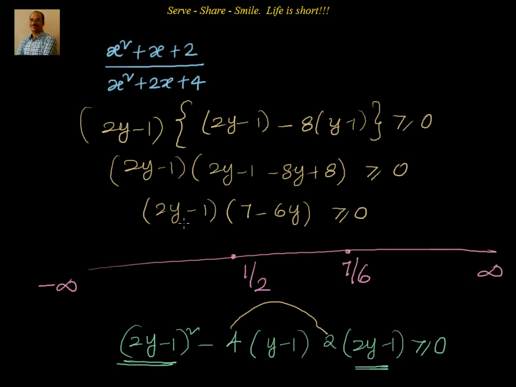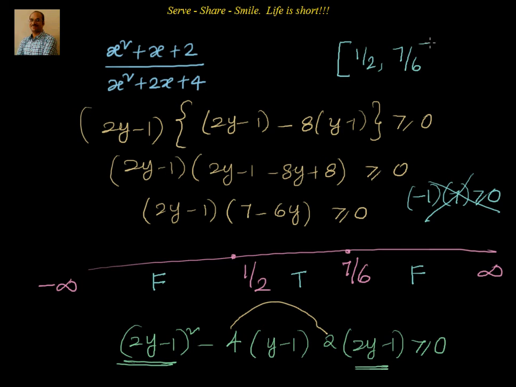If I put y equal to 0, this becomes minus 1 multiply with 7, which is minus 7, greater than or equal to 0, is wrong. That means the interval in which 0 is there, that interval is false. This interval is false. Obviously the next one will be true and the next one will be false. So the values which can be given now are nothing but 1 by 2 and 7 by 6, which will satisfy this equation, that is 1 by 2 comma 7 by 6.